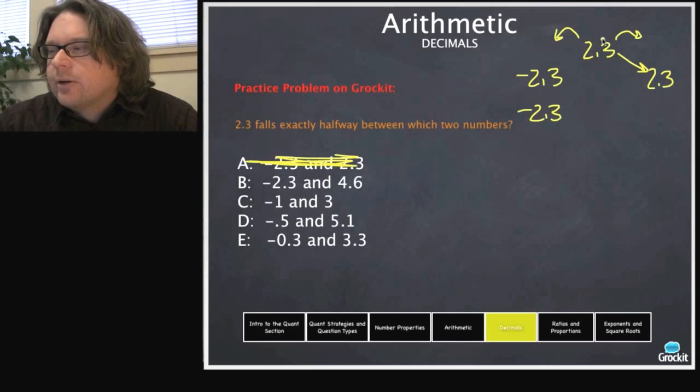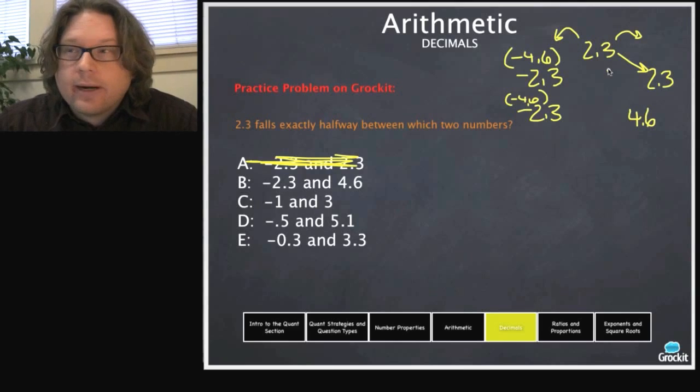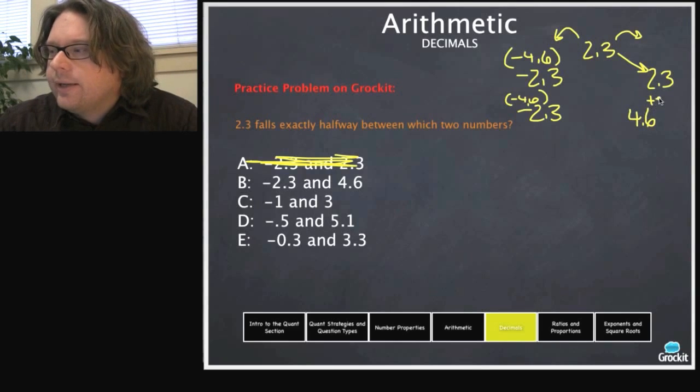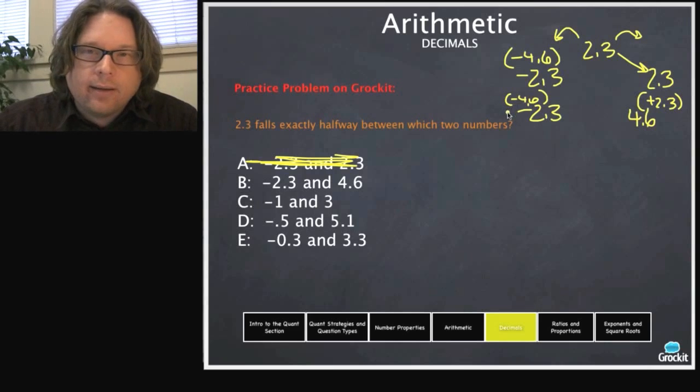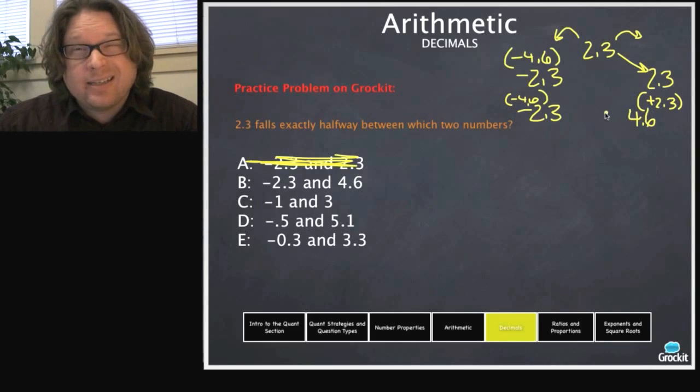And then we have negative 2.3. Oh, and we have to determine here, this is negative 4.6 difference. So this is still negative 4.6 difference. On the other side here we have 4.6, which might seem right, but 4.6 is actually only 2.3 more than 2.3. So we had to subtract 4.6 on the left, add 2.3 on the right. It needs to be the same number.